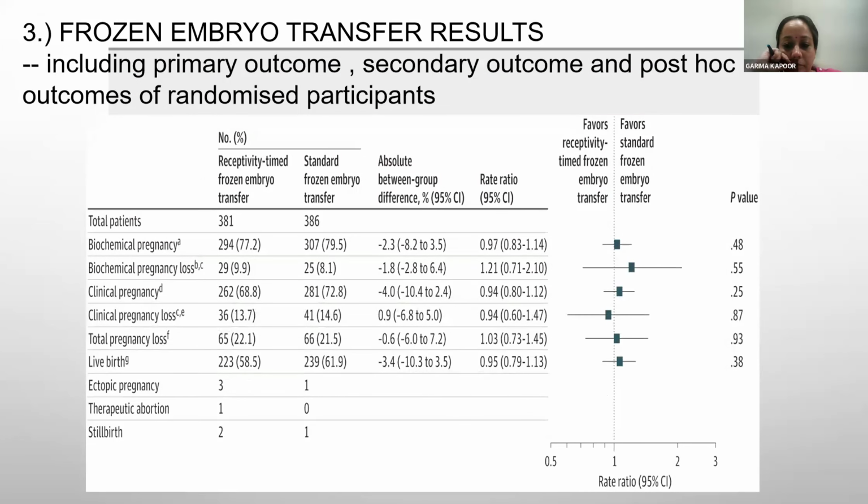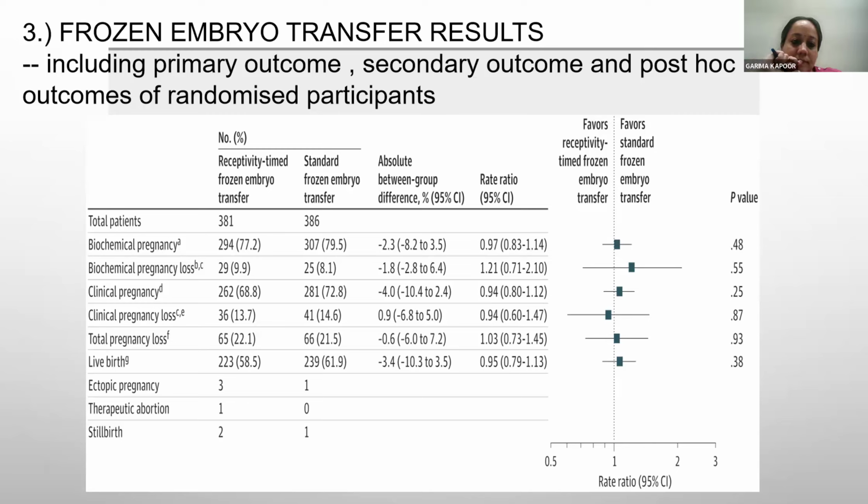So this is the transfer result, including the primary outcome, the secondary outcome, and the post hoc outcome of the randomized participants. If we get into the primary outcome, that is the live birth, it is comparable in both the groups. In the intervention group it is 58.5%, and in the standard group it is 59.2%, with a ratio of 0.95 and a p-value of 0.38, which is not significant.